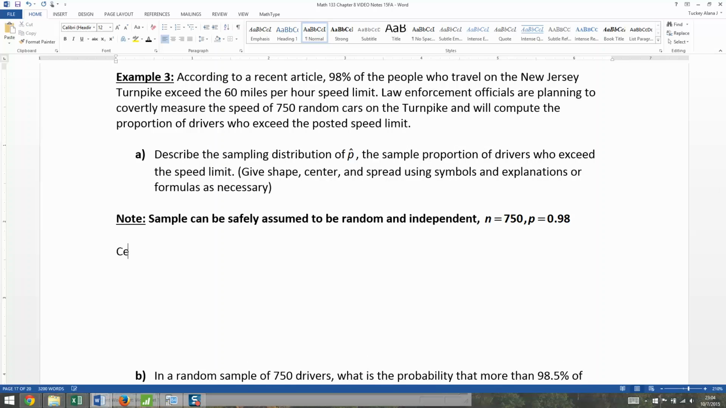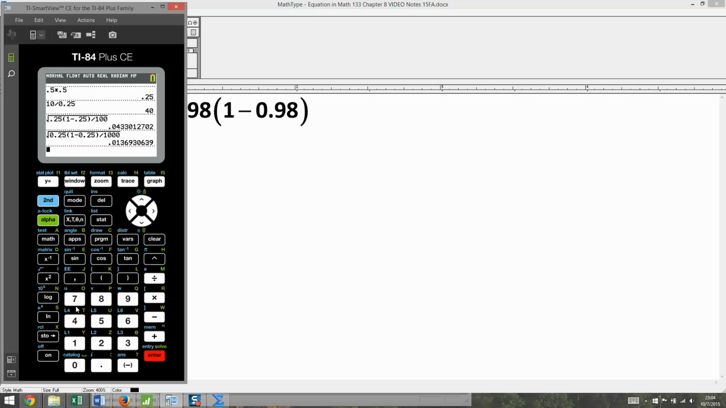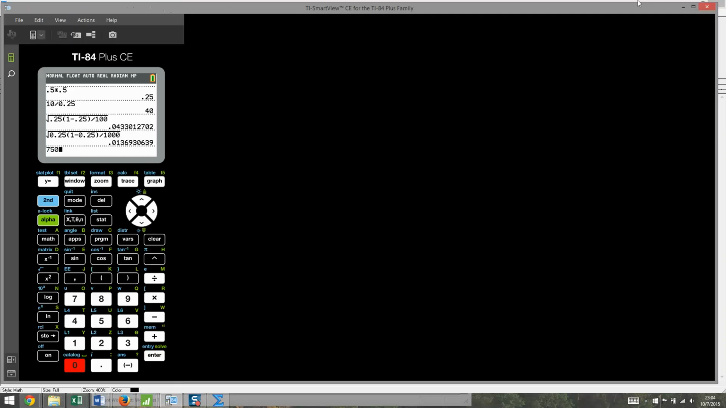Okay, so let's see. Can we prove the center? Well, if the sampling distribution is going to be normal, we're going to need one more thing to prove. We need to prove that n times p times 1 minus p is greater than 10. So n was 750 times p, which was 0.98, times 1 minus 0.98. We need that value to be bigger than 10. So let me grab a calculator. Oh, here, I'll make it a big screen so you can see it more easily. There we go.